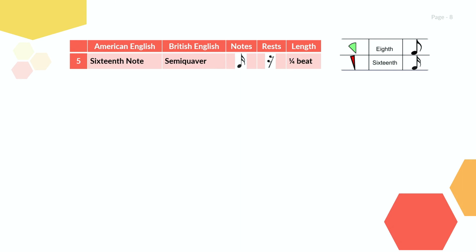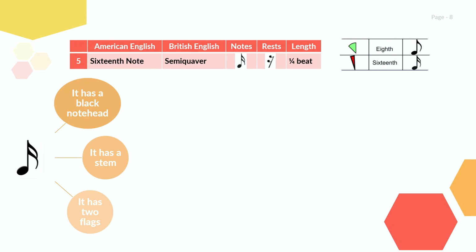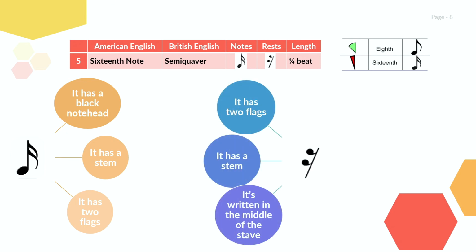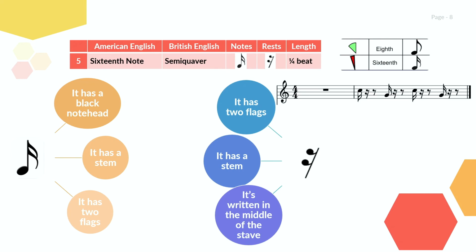In the fifth row is the 16th note or semiquaver. This note also has a black note head and an extra flag compared to the quaver, so in total the semiquaver has 2 flags. The semiquaver rest is written in the middle of the stave with 2 flags, and it's also pointed at a diagonal angle like the quaver. The semiquaver represents 1/16 of the whole cake. Let's have a listen to the length of the semiquaver. This note or rest lasts for a quarter of a crotchet beat.